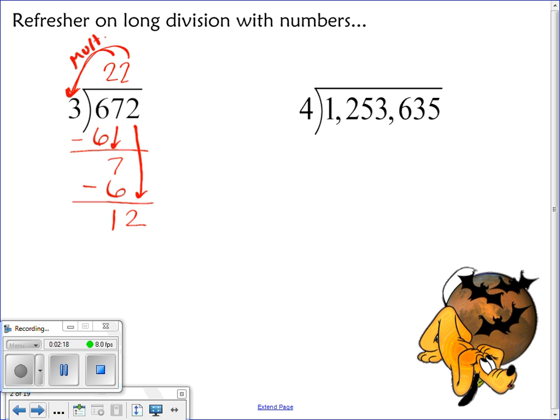How many times does 3 go into 12? 4. You multiply 3 times 4 and subtract, 0. Nothing else to bring down. I am done. 672 divided by 3 is 224. You're right, a calculator could do that, but I need to make sure we know the process today so then I can teach you the same process with polynomials.